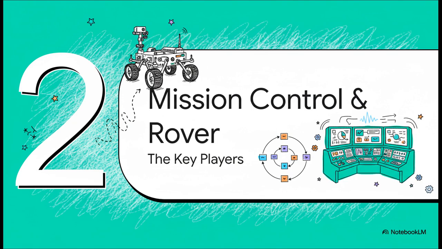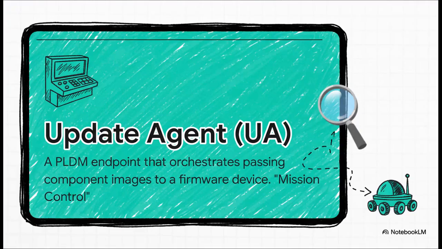Okay, to really get how this all works, we need to meet the two main actors in this play. And to make it stick, we're going to use an analogy from space exploration that I think is just perfect. We've got mission control, and we've got a rover on a distant planet. First up is the Update Agent, or the UA. This is our mission control. It's the central command, usually living inside a management controller on a server, that runs the whole show. It's holding the new software, and it directs the entire update from beginning to end.